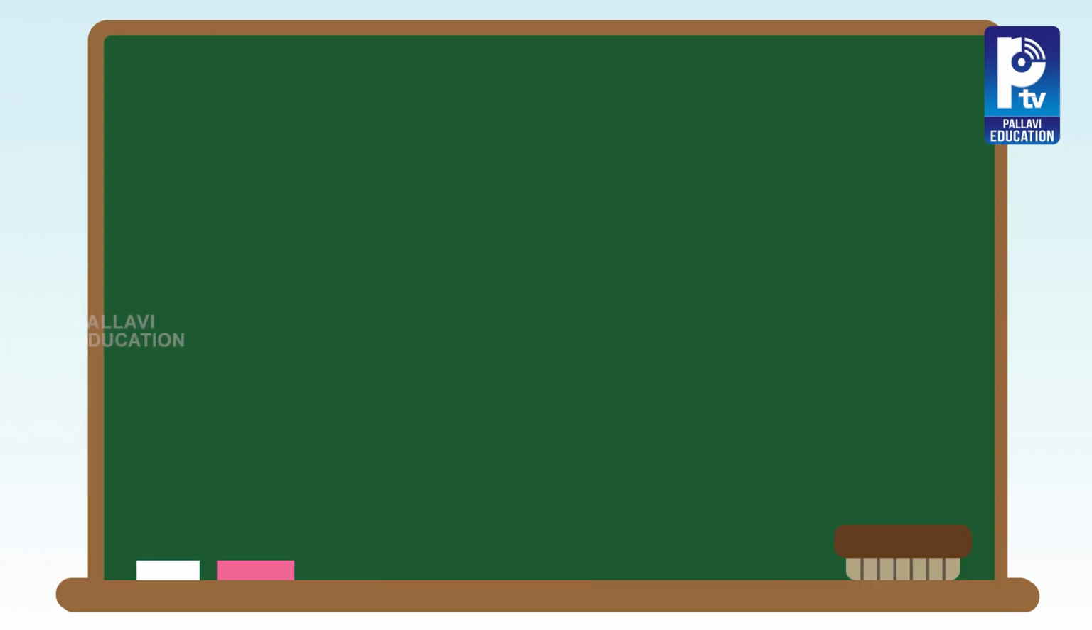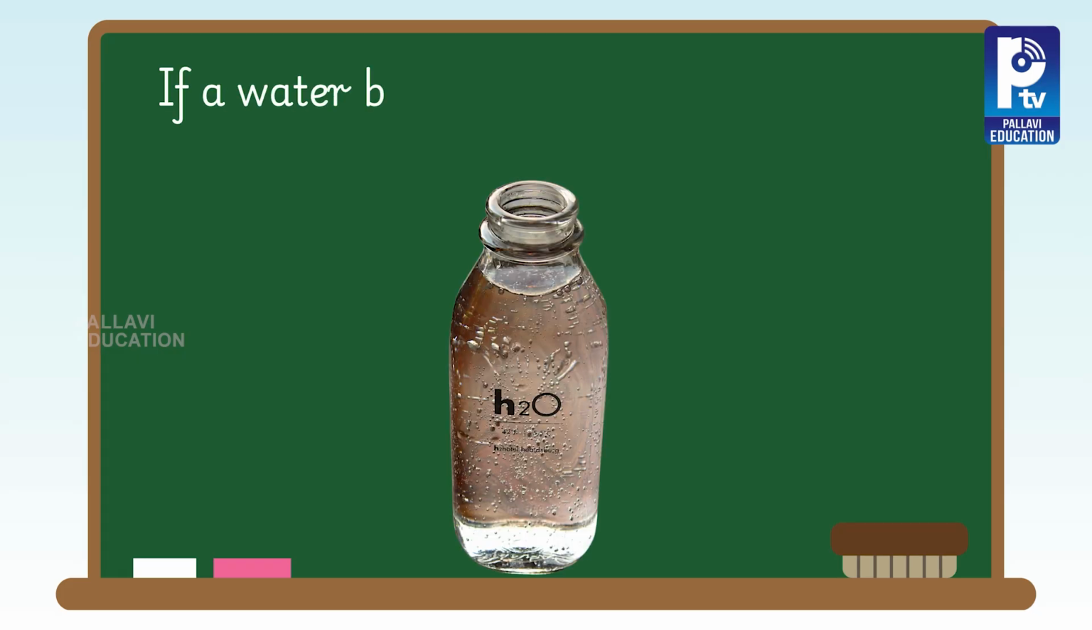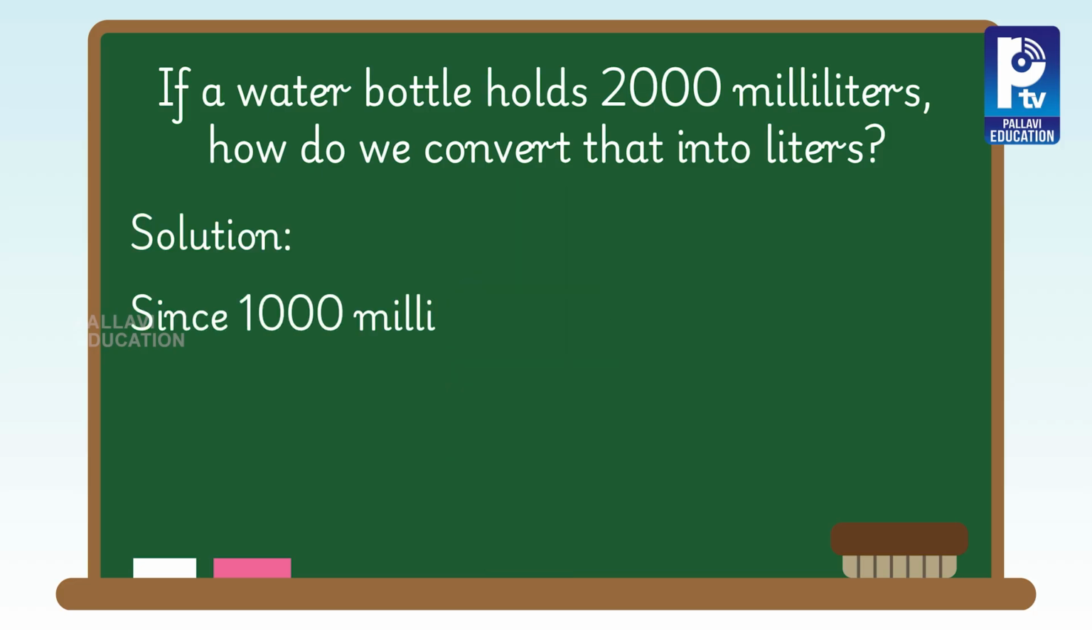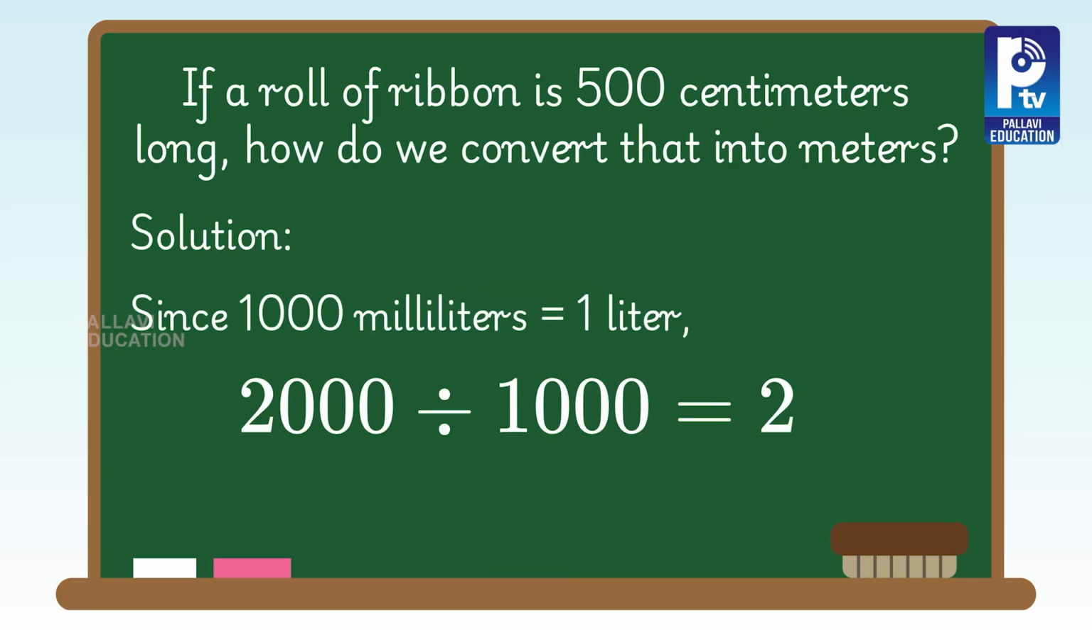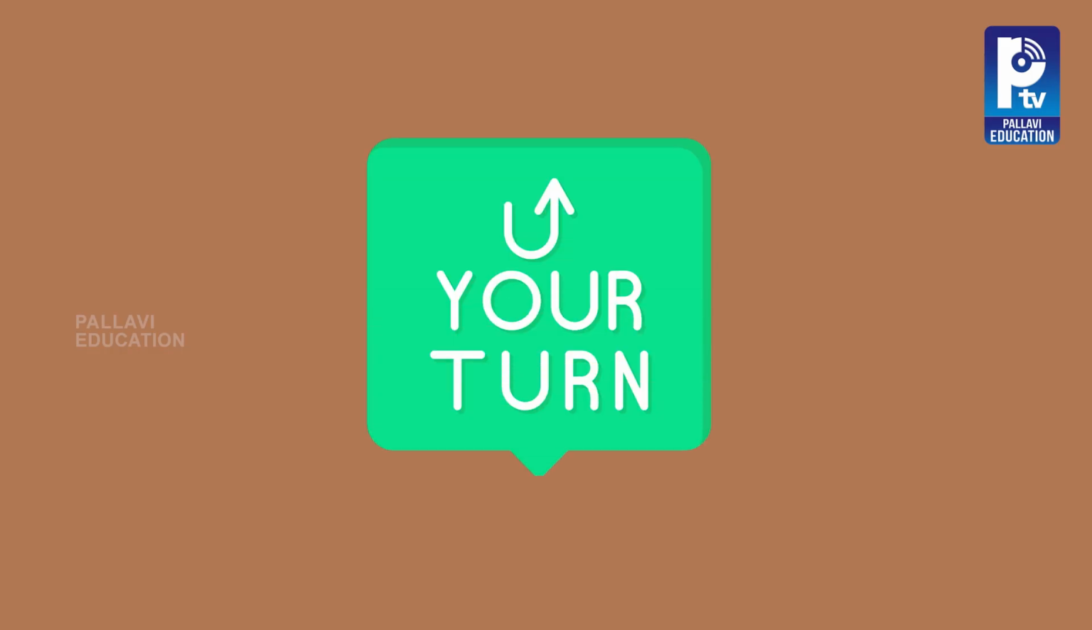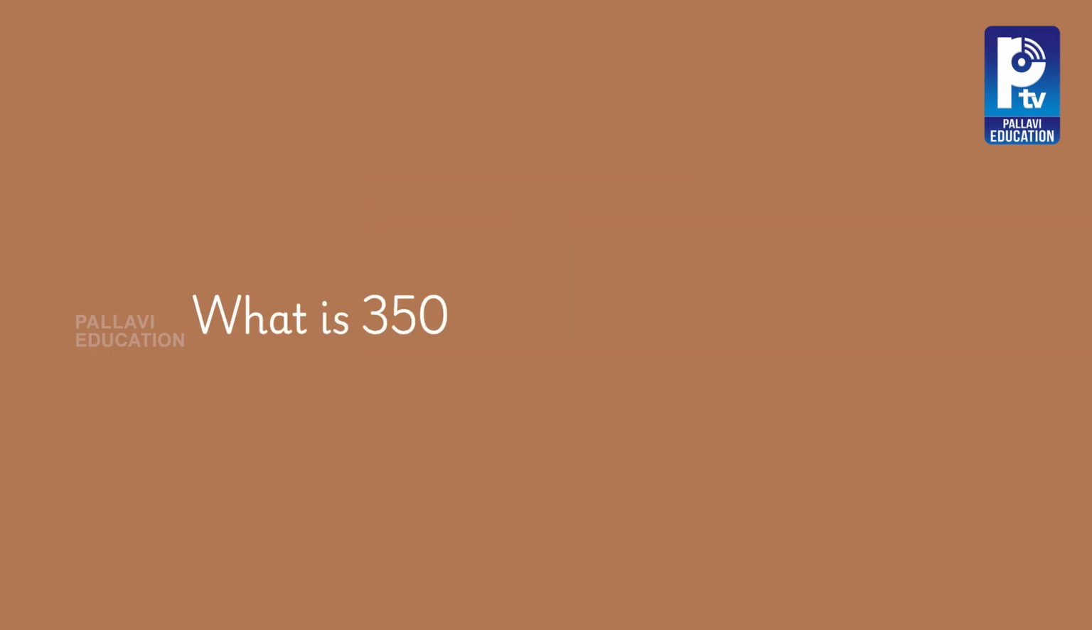Let's try another quick one together. If a water bottle holds 2,000 milliliters, how do we convert that into liters? Since 1,000 milliliters equals 1 liter, we simply divide 2,000 by 1,000, which gives us 2 liters. So, the bottle holds 2 liters of water. Now, your turn. What is 3,500 grams in kilograms?